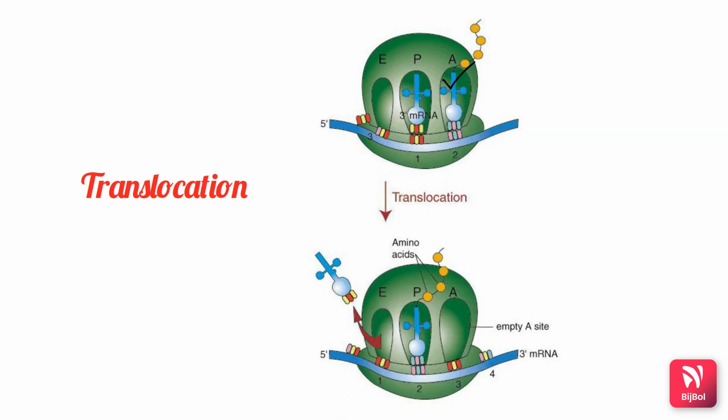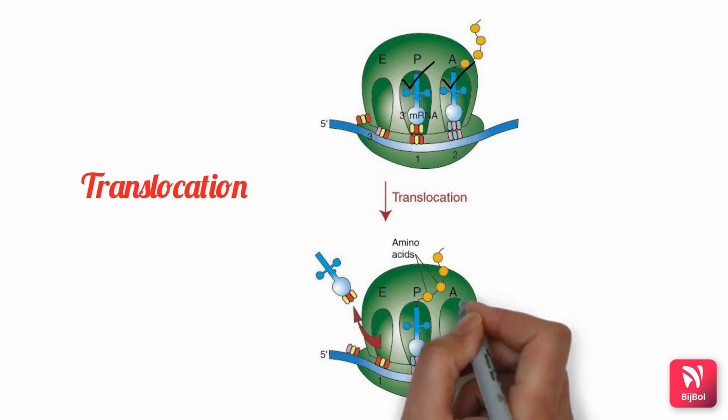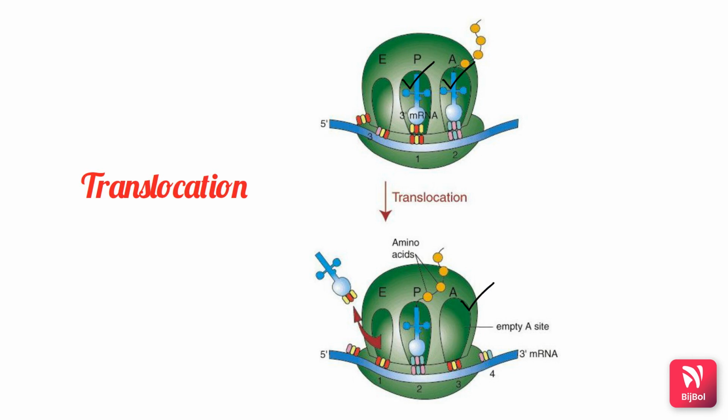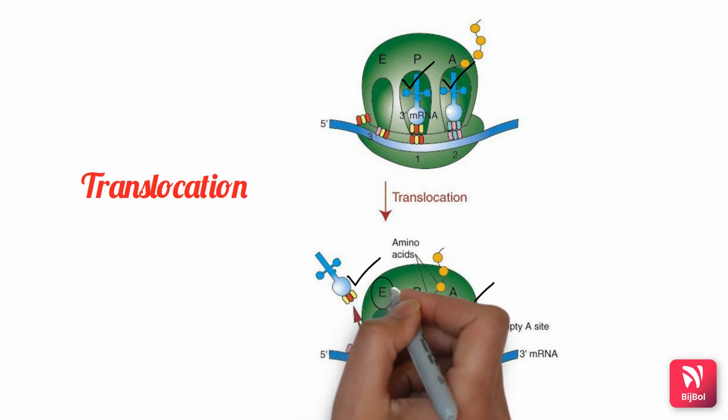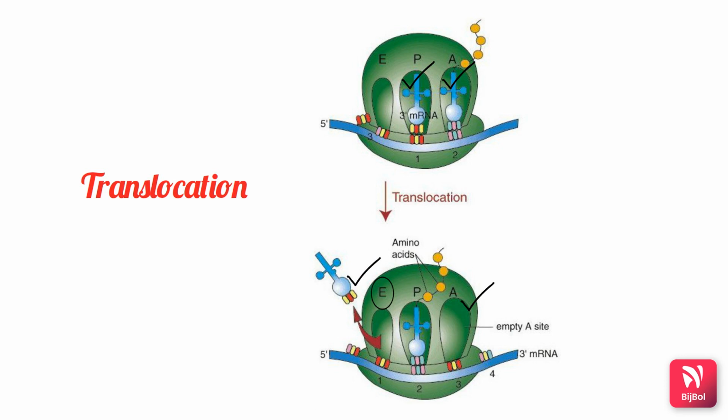So the tRNA with the polypeptide chain in the A site is translocated to the P site, and the tRNA at the P site moves to the E site and finally leaves the ribosome. Now the A site becomes empty and the tRNA is being removed from the E site. And how is the ribosome moving? The ribosome moves down the mRNA in the 5' to 3' direction. So this is how the tRNA is translocated and finally leaves the ribosome.